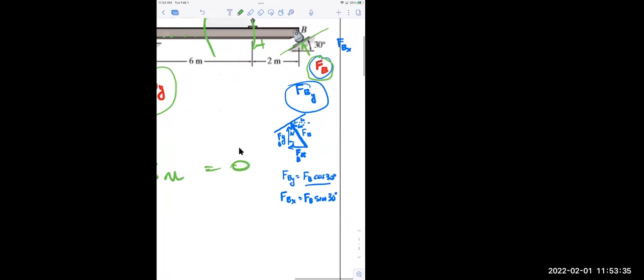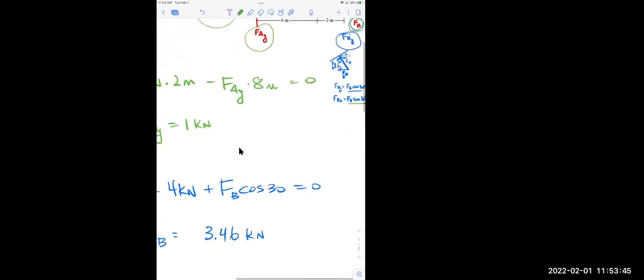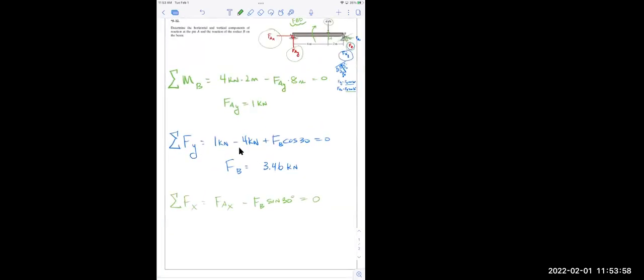And we said the force of BX is actually pushing left. So that'd be negative. That's good. And we called it force of B times the sine of 30. So that's actually going left. And that's all the forces that are contributing left and right to this.